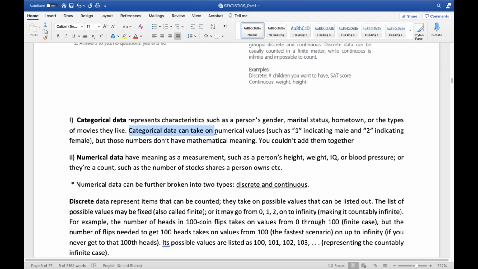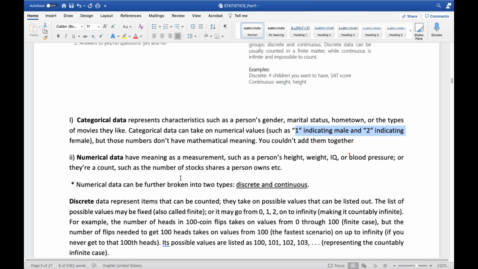Categorical data can take on numerical values, for example, one indicating male, two indicating female. Those numbers do not have mathematical meaning, but they are numerical things only. Here it is gender, which is nothing but categorical data. Instead of writing male and female every time, they write some numerical thing like 1 and 2. There is no mathematical meaning at all. Don't confuse that.